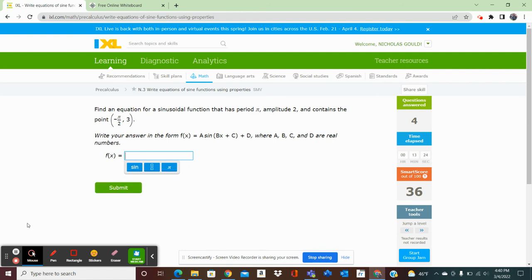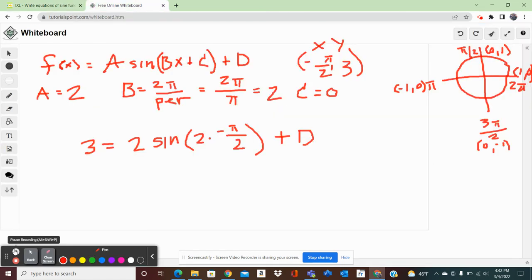Again, same type of problem. What we have is a period of pi, amplitude of 2, but this time our point is negative pi over 2 comma 3. Again, our A is 2, our B is 2, just like the last problem, because we had a period of pi and an amplitude of 2. Our quarter point is negative pi over 2 comma 3.